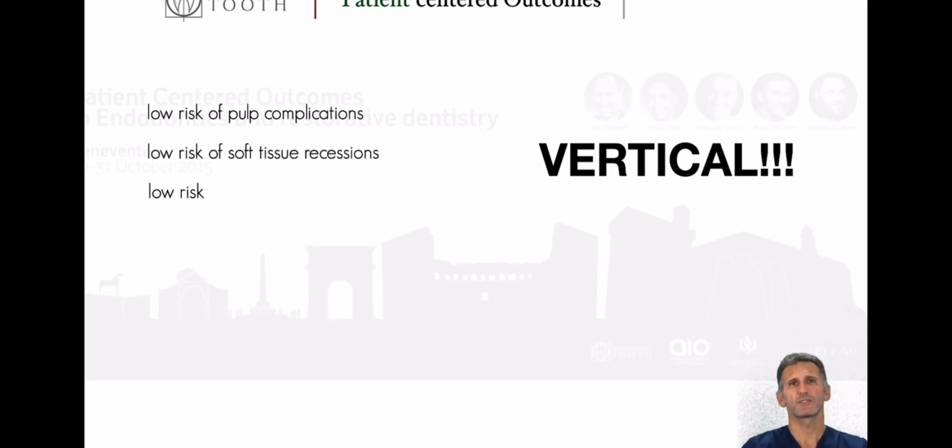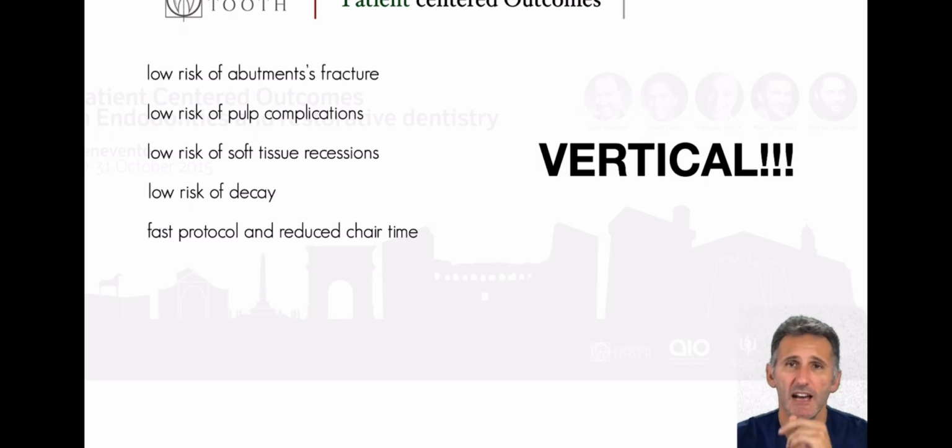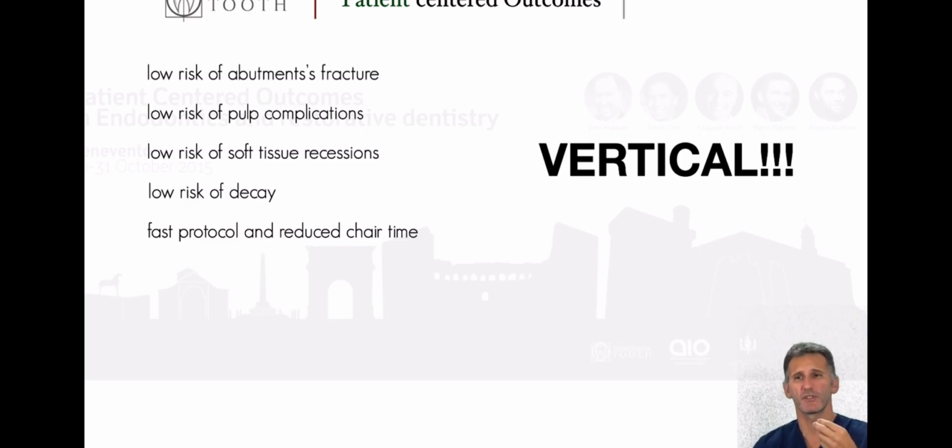To the questions of the patient, of reducing pulp complications, reducing soft tissue complications, reducing abutment complications like fracture, reducing decay. Because you will see that vertical preparation from a geometric point of view shows a much better seal and a much better marginal accuracy than the horizontal one. And they are easier to perform, so we are also faster.